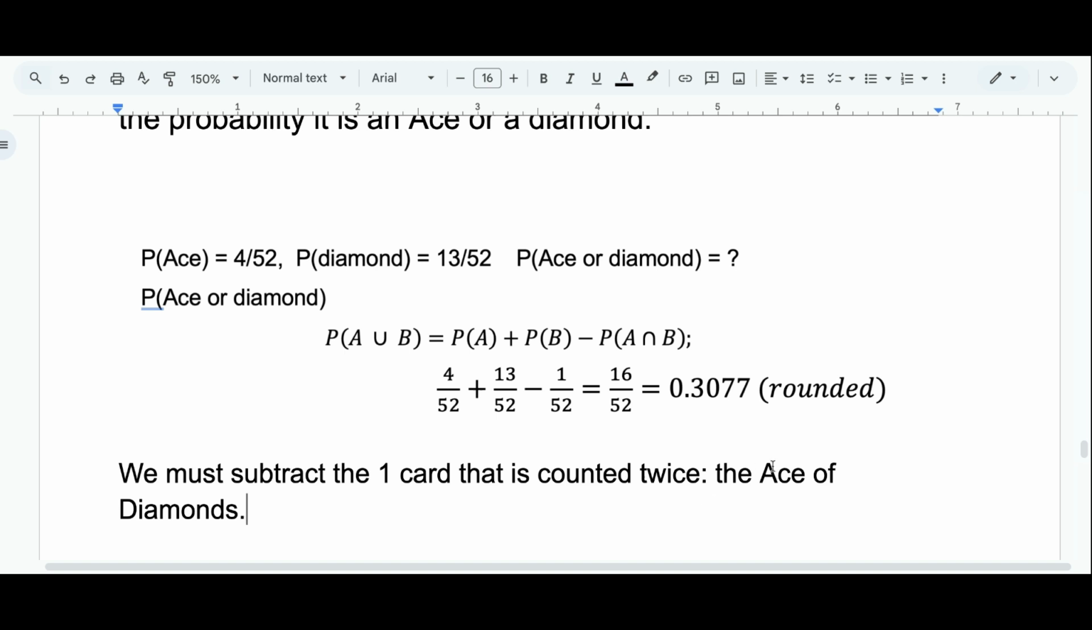0.3077. So again, the subtraction is coming in because we have 1 card that's in both the ace category and the diamond category that was counted twice. So we subtract that off. It's only 1 card in that category, so it's minus 1 out of 52.